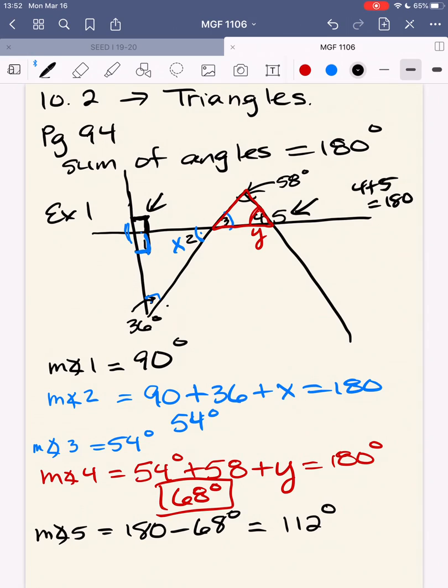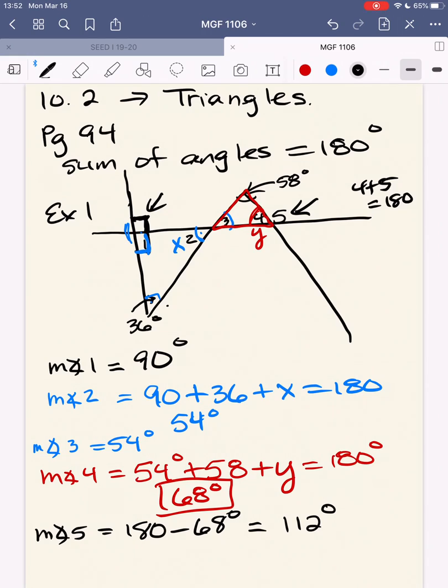The same thing will work for example 2. Only they didn't draw a line, they just drew a box, but you are given a 90-degree angle on that, so I would love you to give it a try. It's the exact same thing that we just did here.